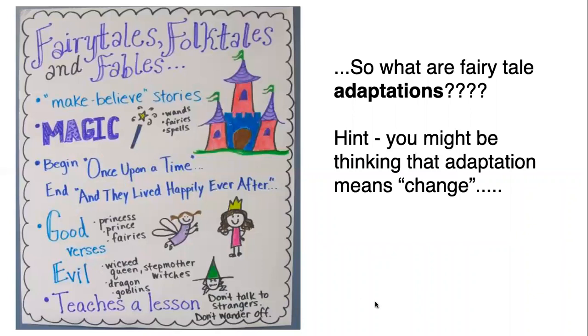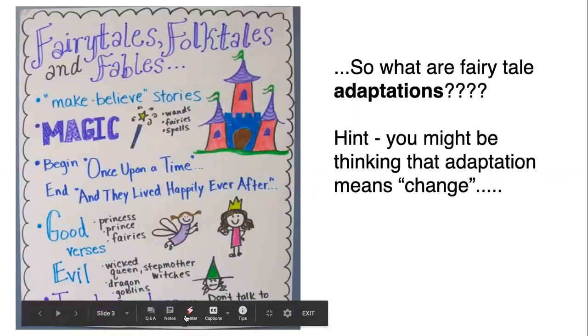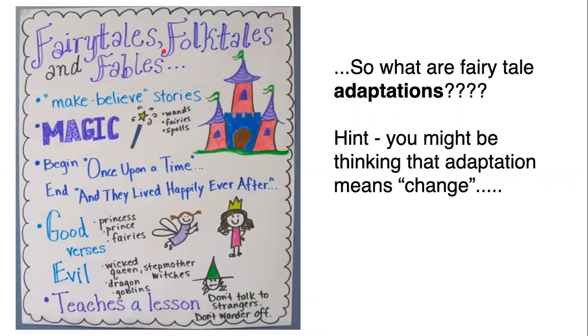Looking at this anchor chart, fairy tales, which in many ways are similar to folk tales and fables, just like the fables we studied recently and wrote about. Here are some characteristics for many fairy tales. They're make-believe stories. Often they have some sort of magic in them. Maybe the animals are magic, there might be wands, fairies, spells. They often take place in a castle or some sort of kingdom long ago.